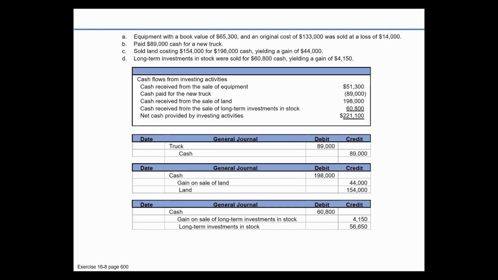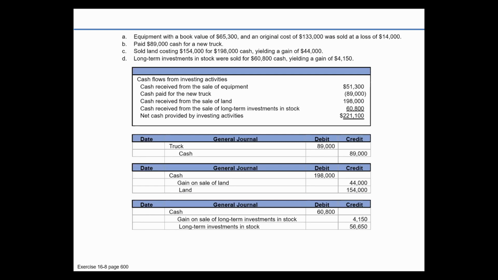These aren't involving the sales or the operation of their business. These are all things that they did. In the case of the stock, they're trying to invest their money so that they can gain more money on it, or they purchased a piece of property that they probably were going to do something with. They obviously maybe decided not to do that, so then they sold the land, and then they purchased a truck that they needed for their business.